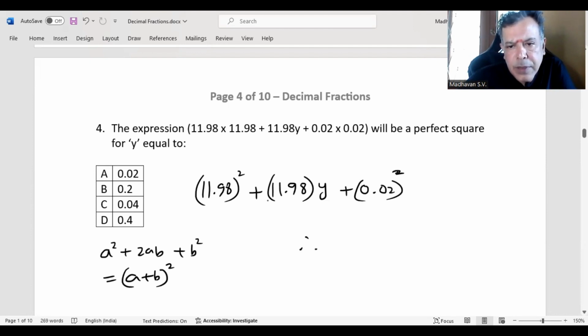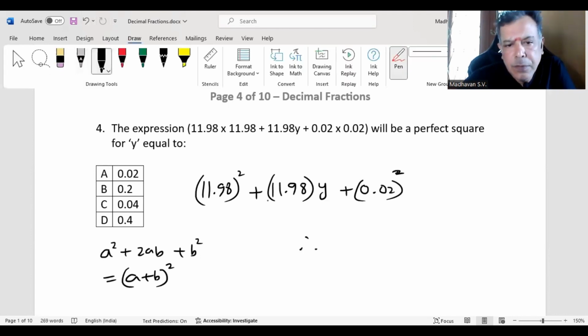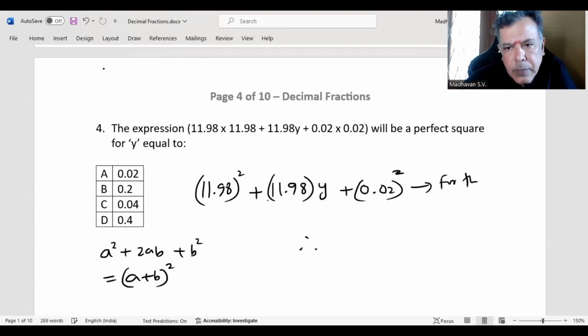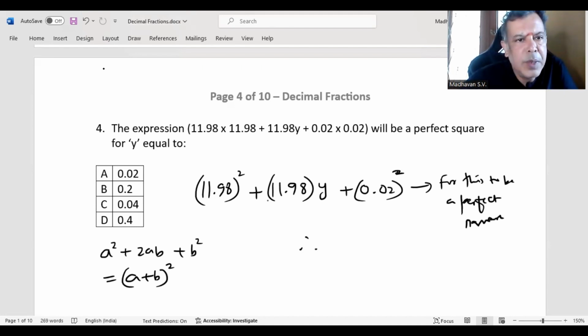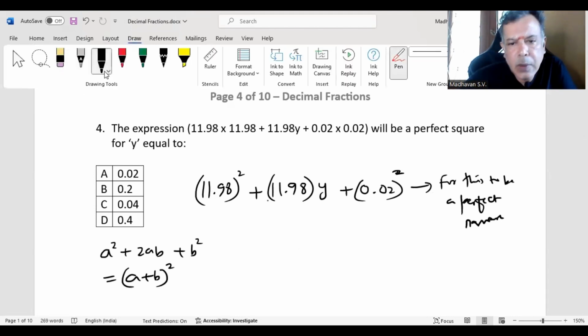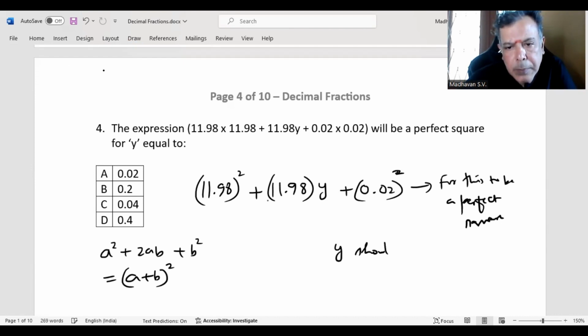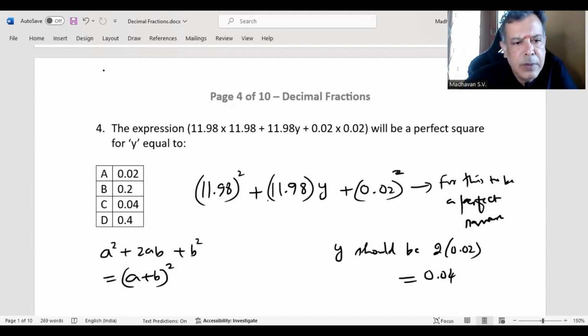Therefore, for this to be a perfect square, y should be 2 multiplied by 0.02, which will be 0.04. So that is our option C. Let us move on to the next question.